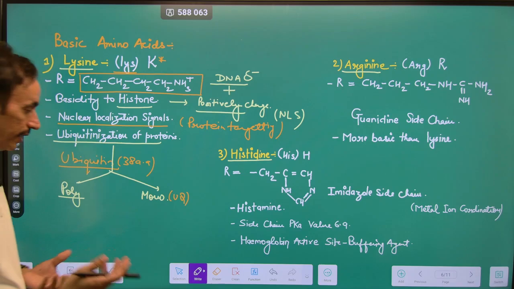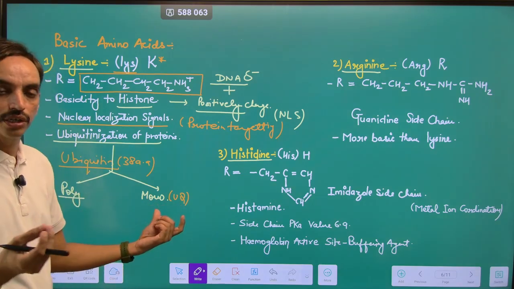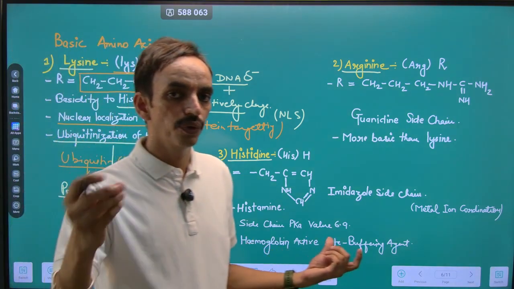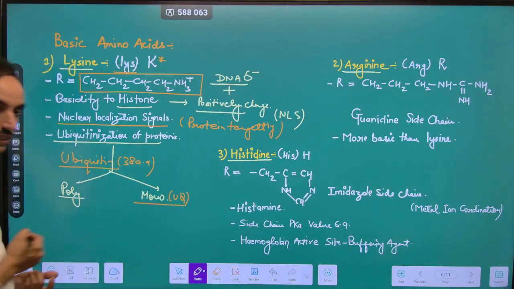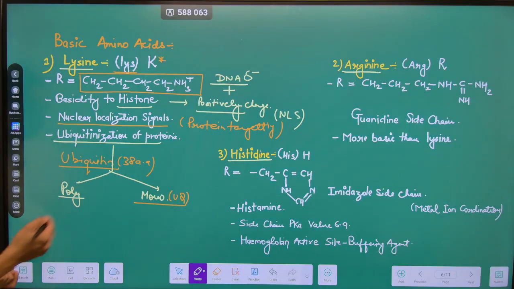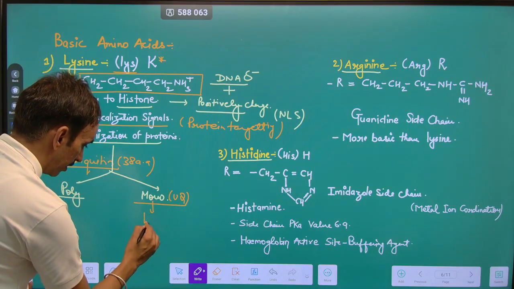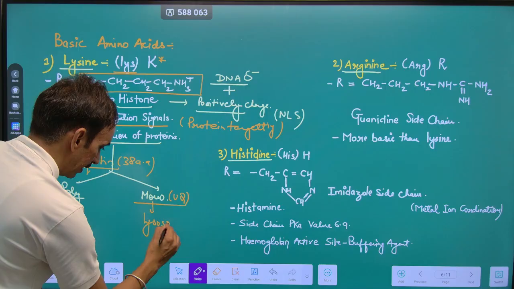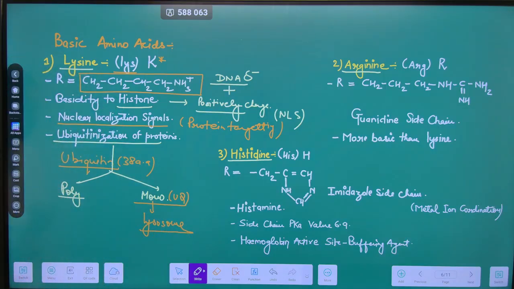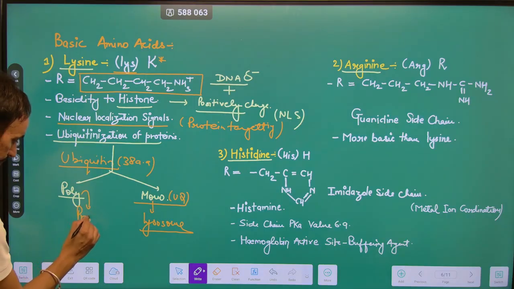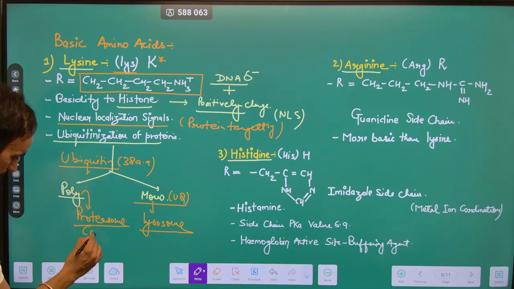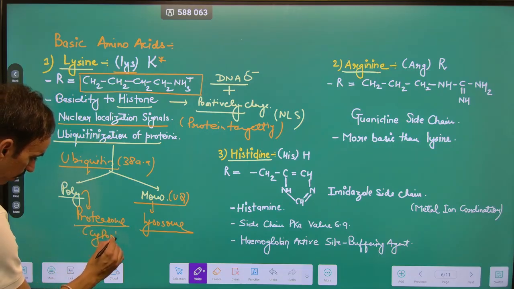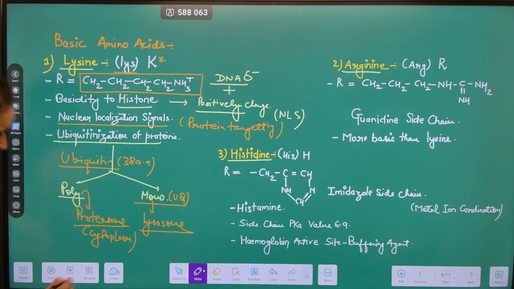Where is it to be degraded? It depends upon how many units of ubiquitin are added to that particular protein. If there is addition of a single ubiquitin, then the degradation site will be the lysosome, and if there is addition of multiple, then the degradation site will be the proteasome, which is part of the cytoplasm. So you can say cytoplasm or proteasome, both are correct.